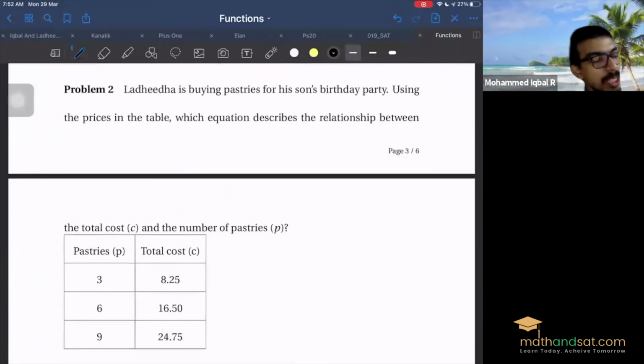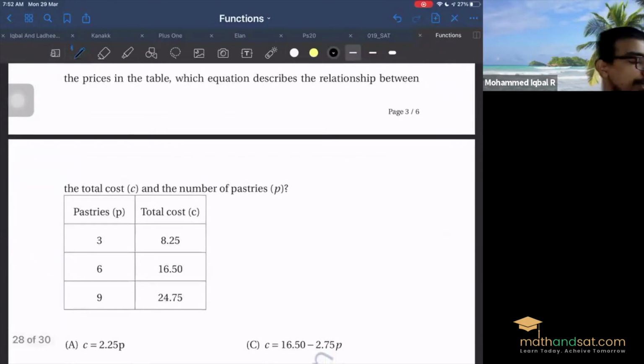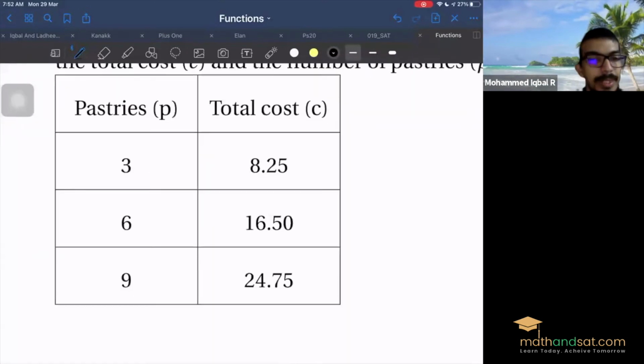Lavida is buying pastries for his son's birthday party. Using the prices on the table, which equation describes the relationship between the total cost and the number of pastries? Do you see a pattern here? Of course, I haven't told you how to generate the function from the table. There is a standard procedure to get that. We haven't reached there yet.